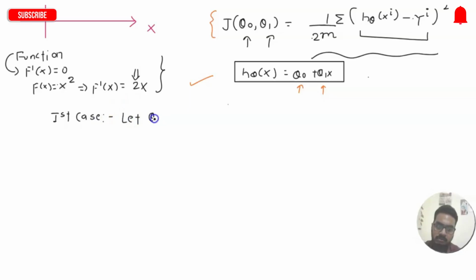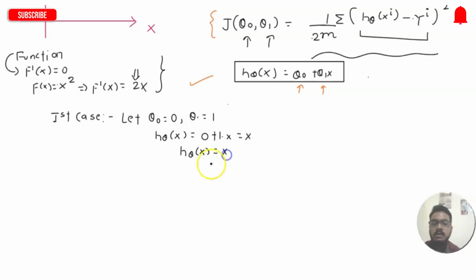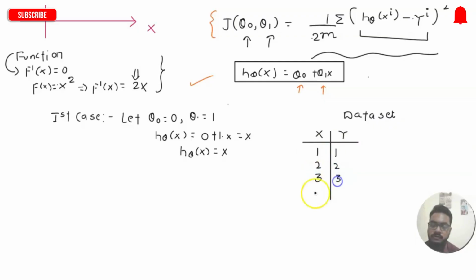Let theta naught equal to 0 and theta 1 equal to 1. So, in that case, how will our line look? h theta of x will be nothing but 0 plus 1 times x, which is equal to x. So, this is our line, h theta of x equals x. And suppose we have our data set, that means the values of x and the correct value of y are given as 1, 1, 2, 2, 3, 3. These are our data set.